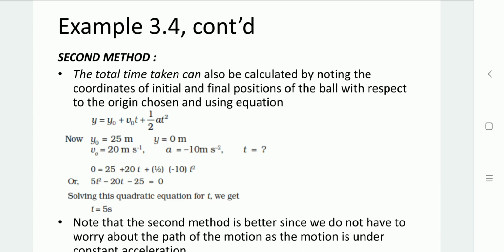Now let us calculate t using the formula t equals minus b plus or minus under root delta, divided by 2a, where delta equals b square minus 4ac. By solving the equation, we get the time t equal to 5 seconds. So from the second method also, we get 5 seconds as the time required for the ball to reach the ground.